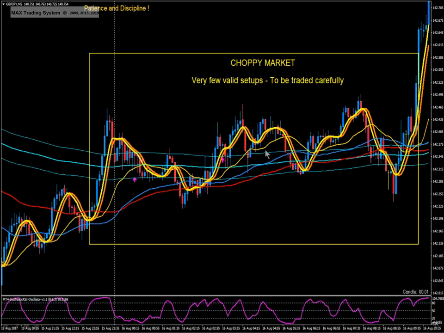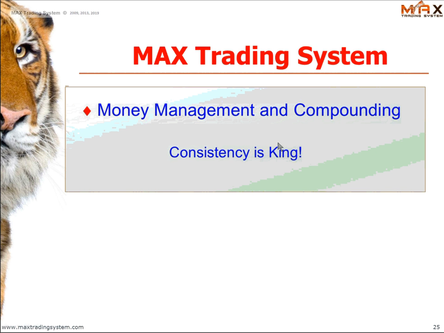So when we use the Max, because we have a positive expectancy with the Max, we can apply, of course, the compounding process as the money management approach to grow the account.